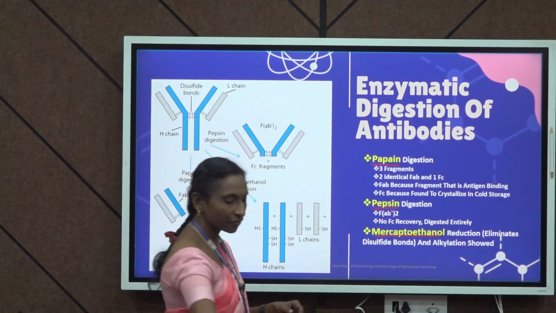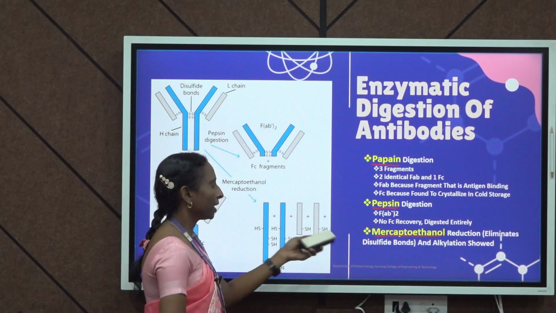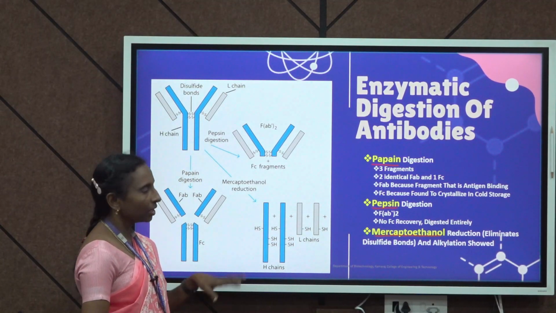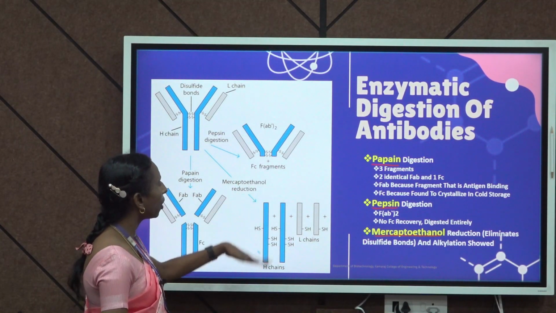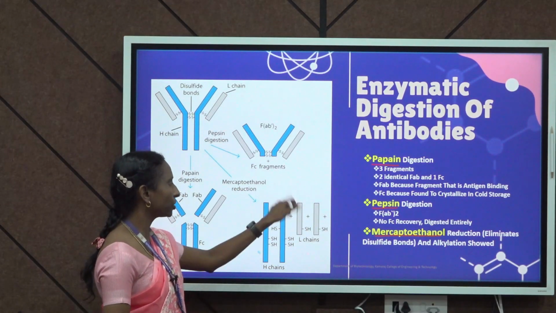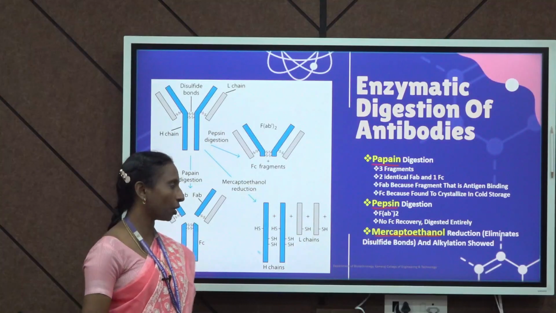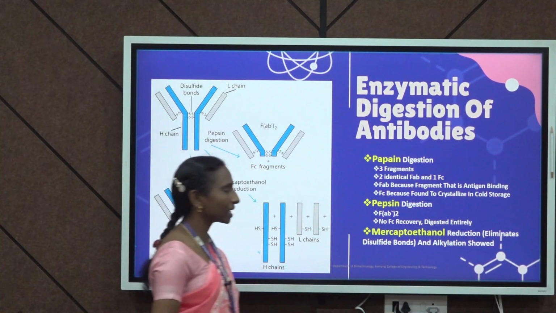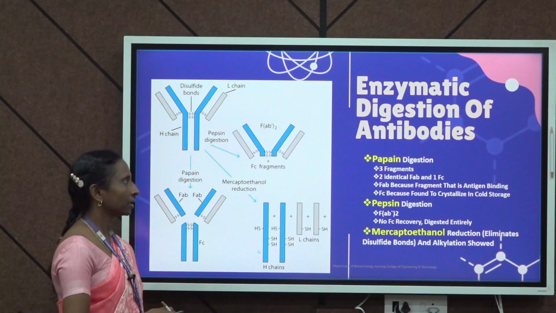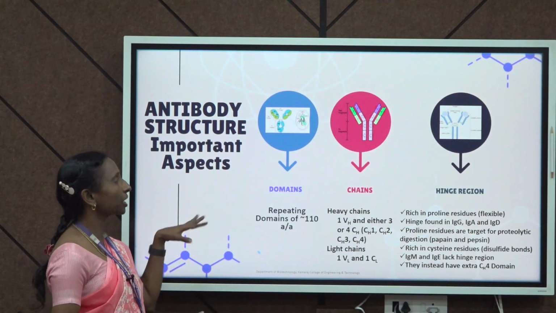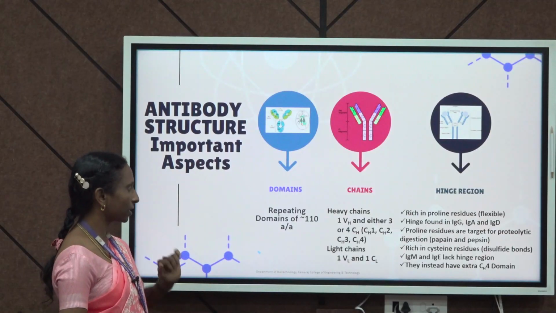And irrespective of these two, when mercaptoethanol reduction of an antibody is carried out, it will eliminate all the disulfide bridges, leaving behind only the heavy chain and the light chain as individual compounds. So, this is the result of papain, pepsin and mercaptoethanol reduction. Okay, coming to the structural details of an antibody.